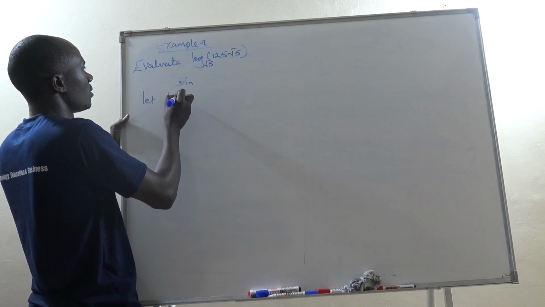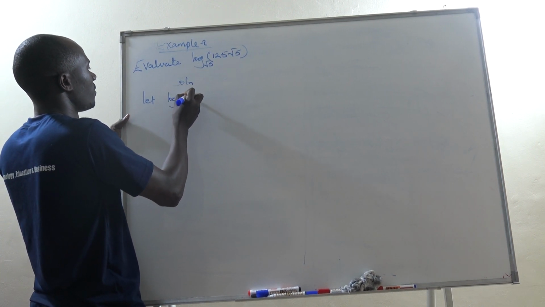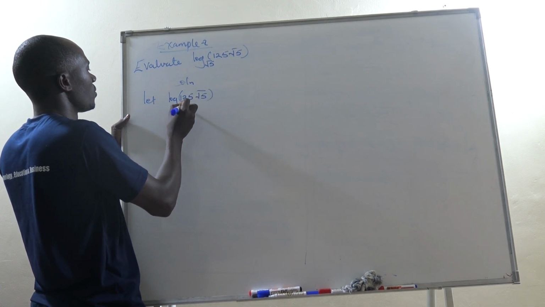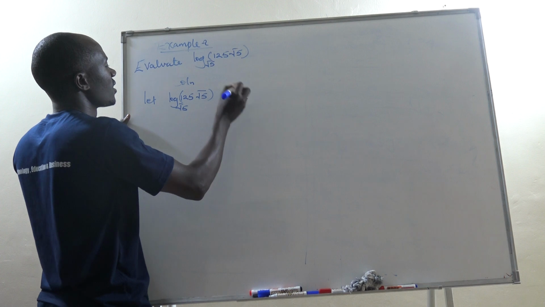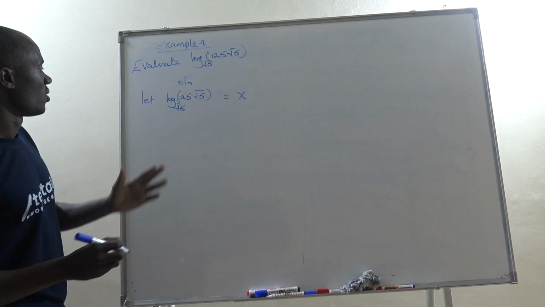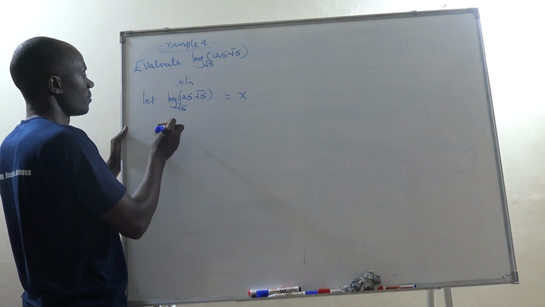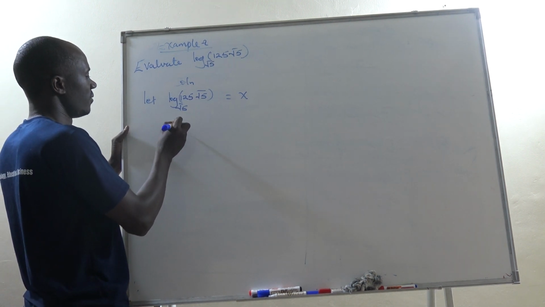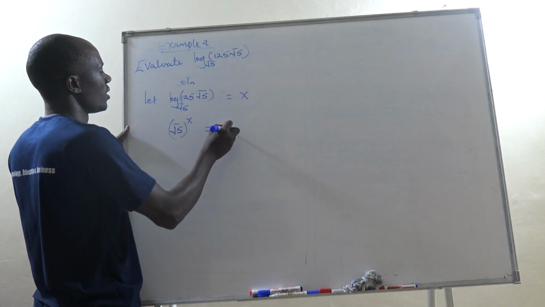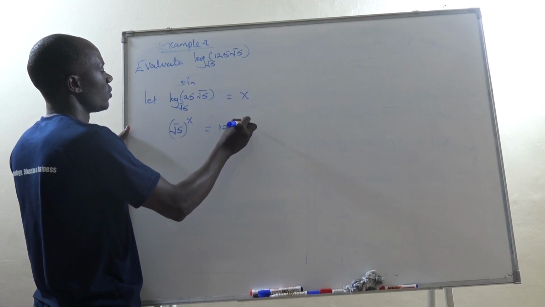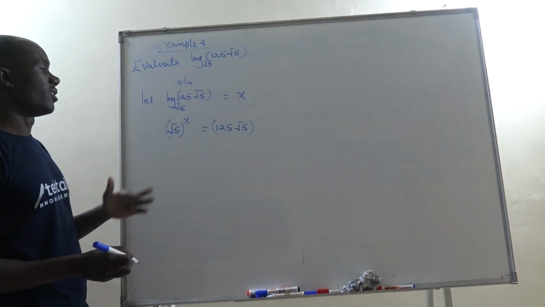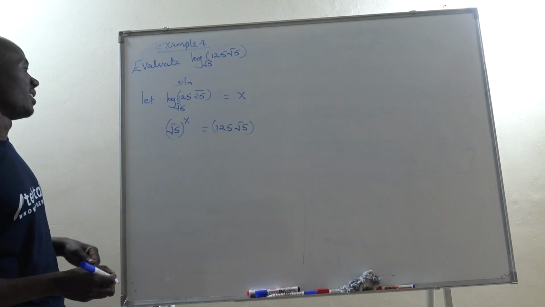log of 125 root 5 base root 5 equals x. Then we apply our rule of the index. What is it going to be? It's going to be root 5 power x equals 125 root 5. From the other rule which we have been having before.